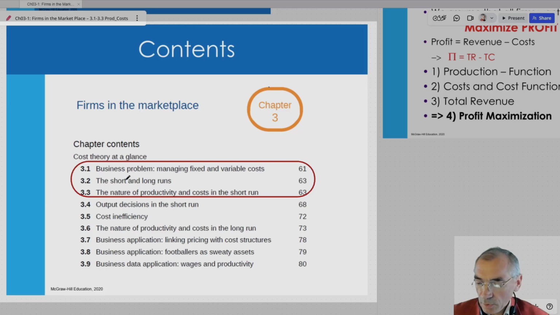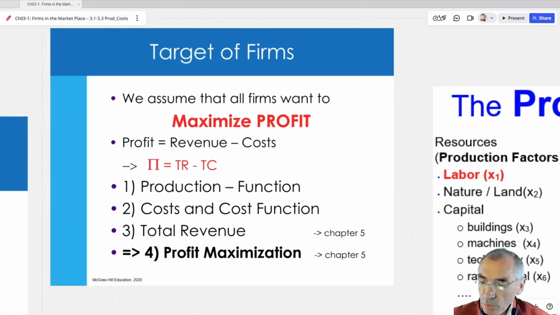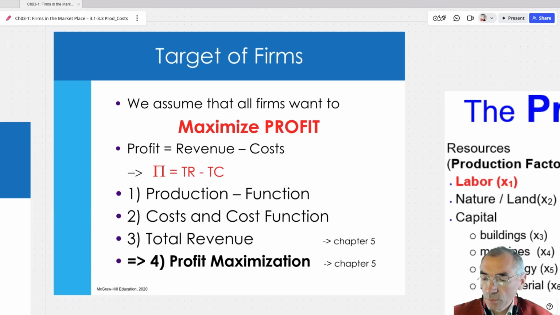2 short introductions: the business problem, and the definition of short run versus long run, which is an important definition that we should keep in mind. And then the big part, part 3.3, the nature of productivity and costs in the short run. This will be several steps that we do, and it's important to keep in mind what the steps are, what it is that we are going to do and what we want to do.